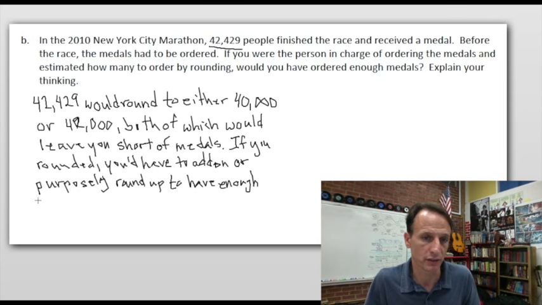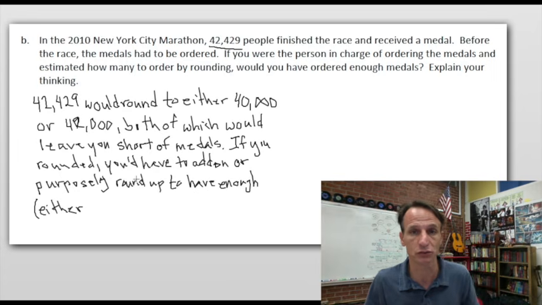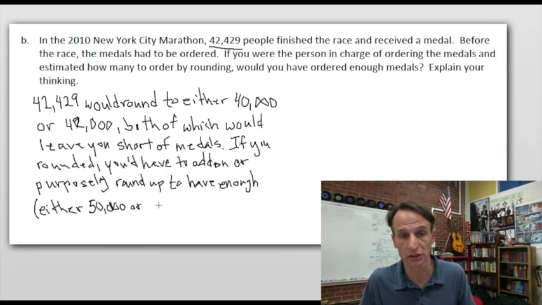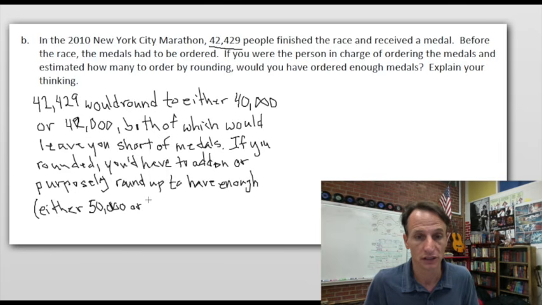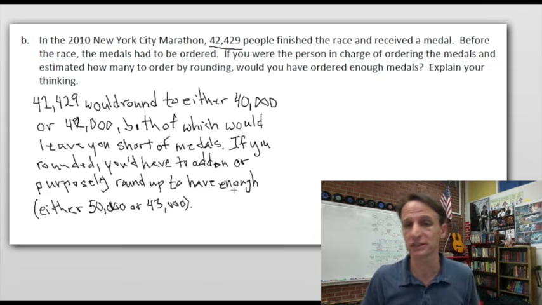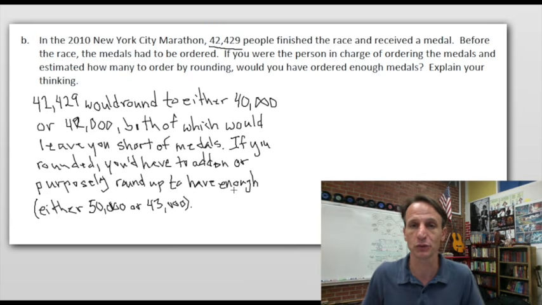And maybe I can even put in parentheses here, either if I rounded it up, kind of falsely, ignoring the rules of rounding and just rounding it up, say maybe to the next 10,000, so I've rounded up to 50,000, or rounding up 1,000, again ignoring the rules of rounding, say 43,000. And although you could certainly go on quite a bit more, that explanation makes it clear you understand what you're doing and that you can't just blindly round, because in real life things don't always work so simply.